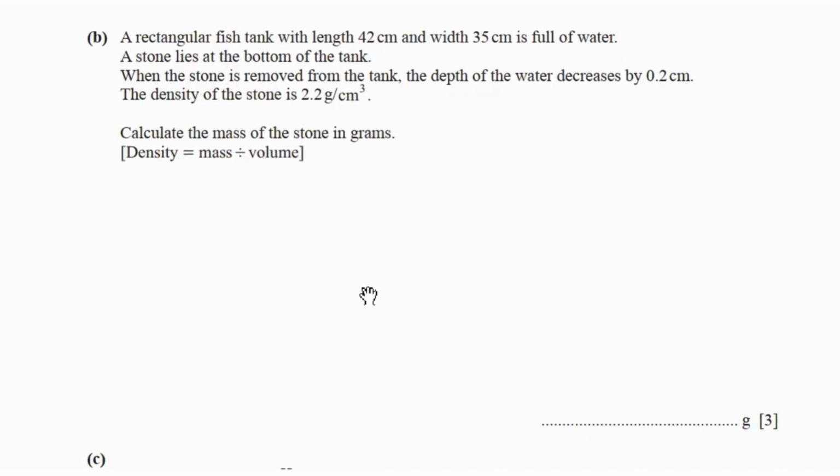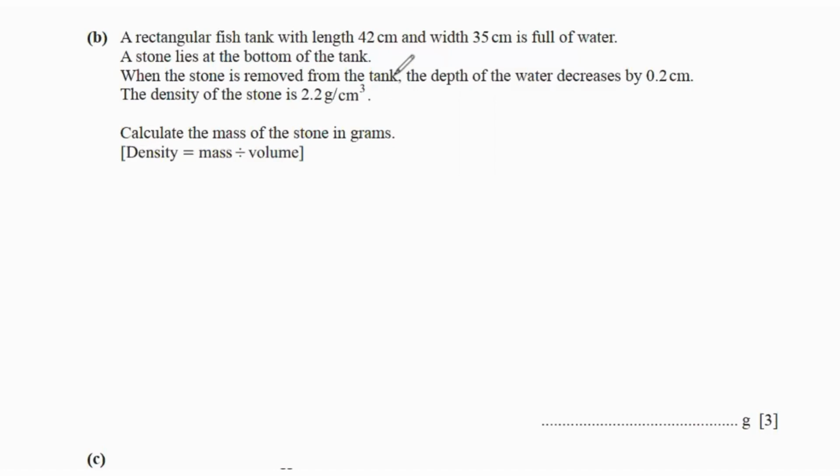Part B says a rectangular fish tank with length 42 centimeters and width 35 centimeters is full of water. A stone lies at the bottom of the tank. When the stone is removed from the tank, the depth of the water decreases by 0.2 centimeters. The density of the stone is 2.2 grams per centimeter cube. Calculate the mass of the stone. Now, as you would know, density equals mass over volume. It's also given in the question.